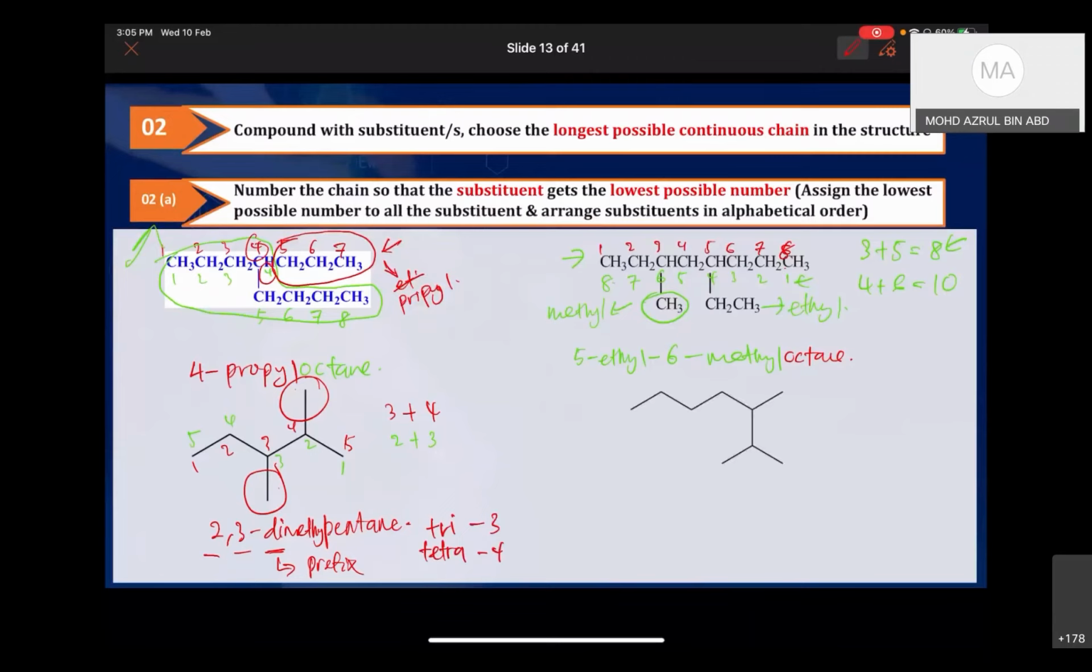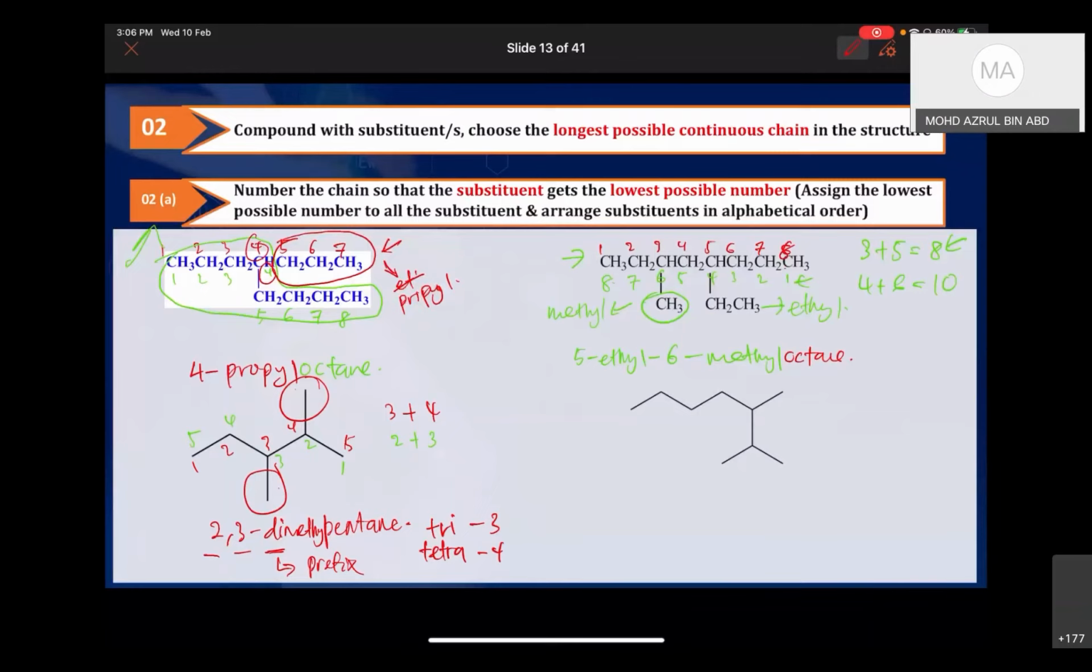Alright, next this one. Okay, what is the longest chain of carbon that you can calculate from this compound? What is the longest chain?